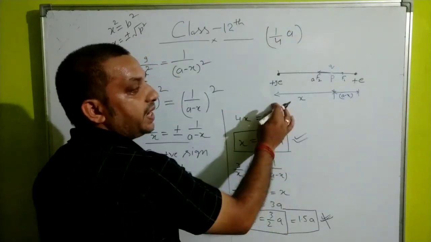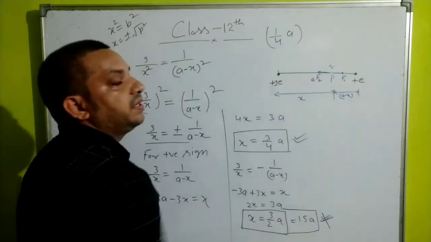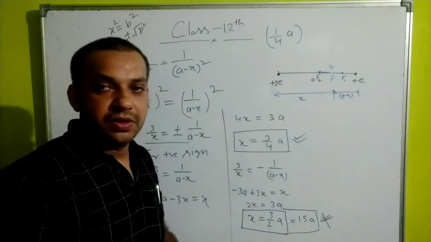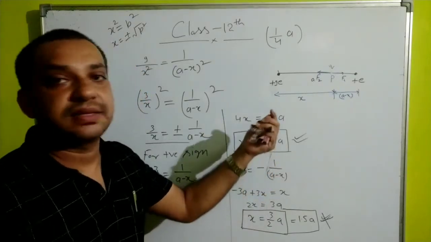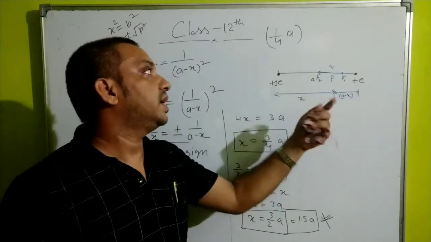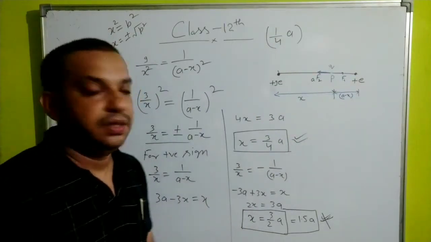So from 9e to P, it is 3 by 4a, and from +e to P, it is 1 by 4a. So if it is asked from the bigger charge, you will write this answer. If it is asked the location from the smaller charge, then you will write it is 1 by 4a. Right? So this is your question.